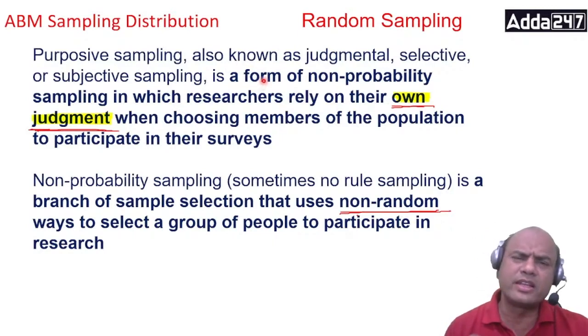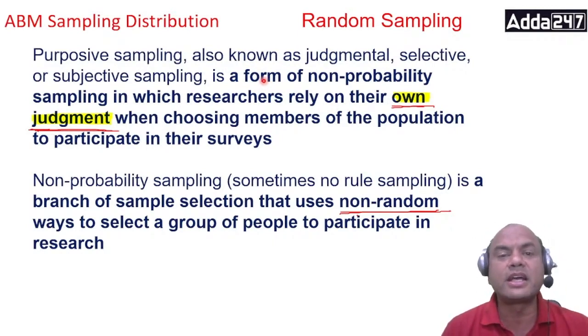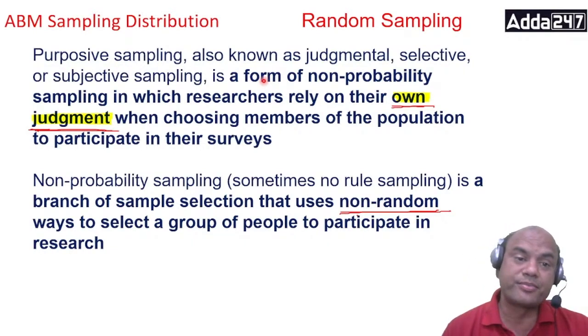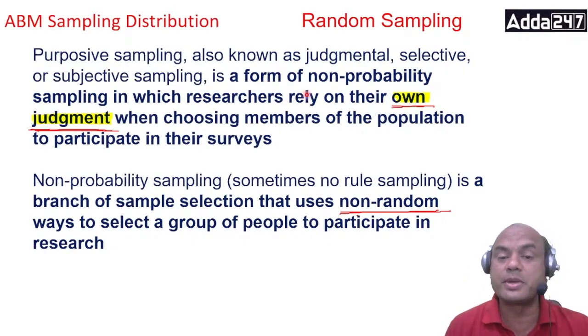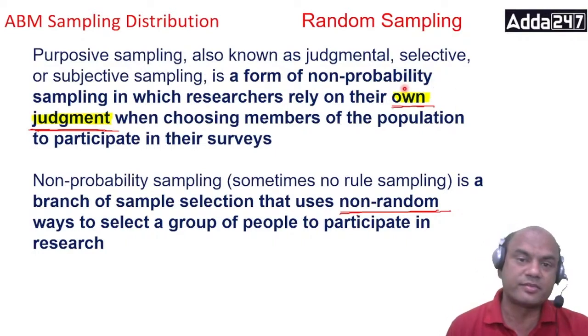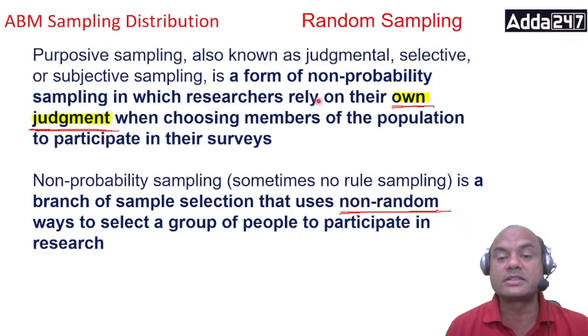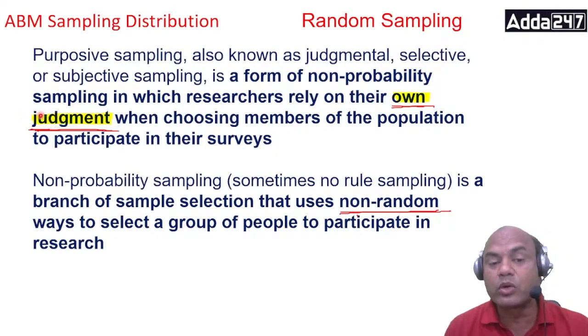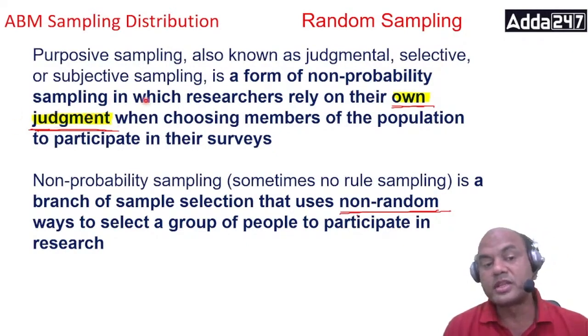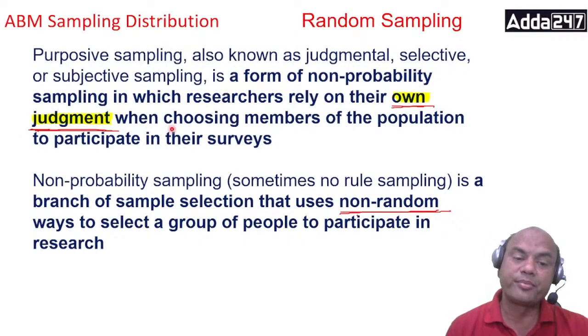Suppose we see on TV shows, singing competition, dancing competition, like Nach Baliye, right? All those are there. What do we see in that? There are judges. Judges have their own judgment. They are the learned persons. So, in this form of non-probability sampling, the researchers rely on their own judgment, own knowledge. So this is judgmental sampling.